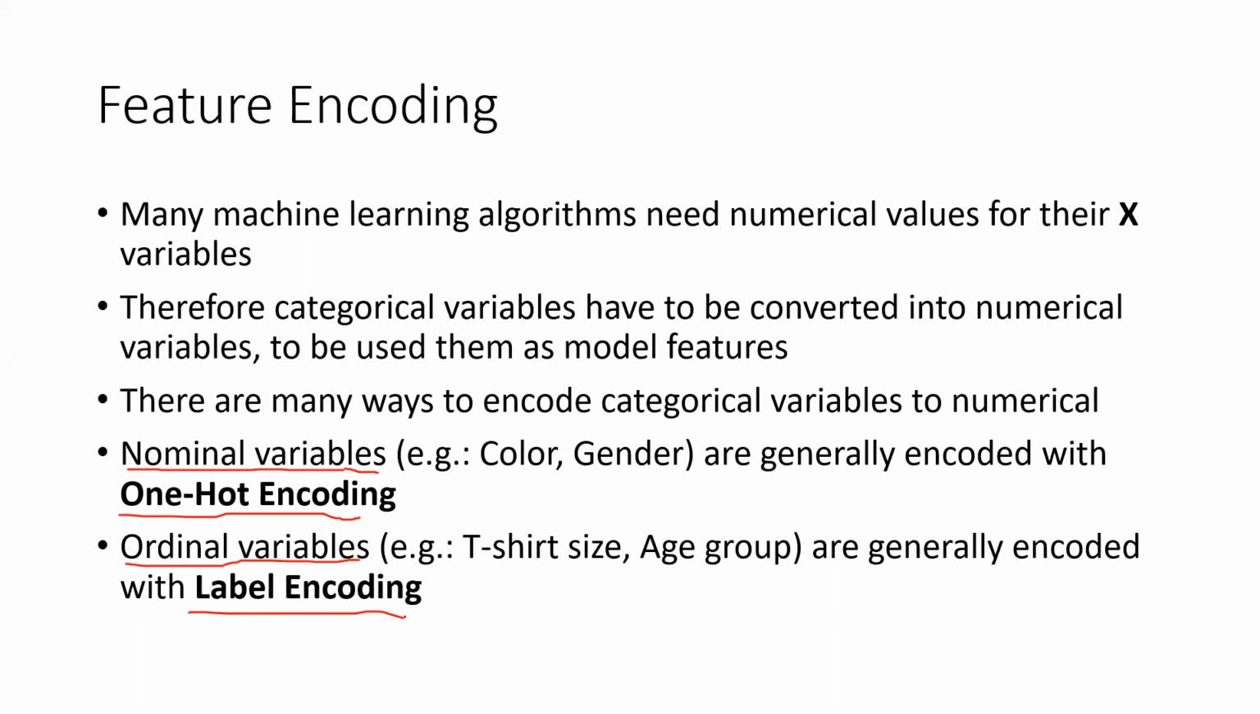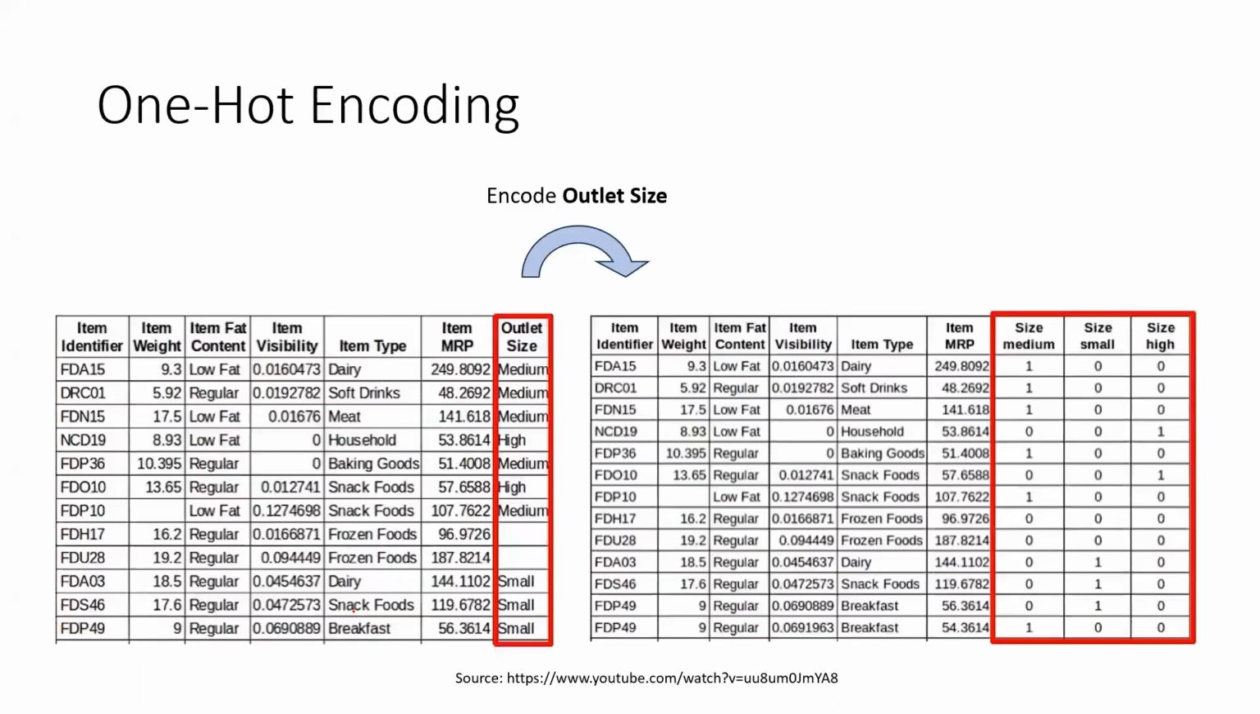So that means when you want to convert a nominal variable like color or gender into a numerical value, we can use one-hot encoding. If you have a t-shirt size, age group, or that kind of ordinal variable, and you want to convert it to a numerical variable, you can use label encoding, right? So let's see what I mean. I will explain with an example, otherwise it will not be intuitive, right? I have taken this from a YouTube video. For this example, suppose this is your data set, right?